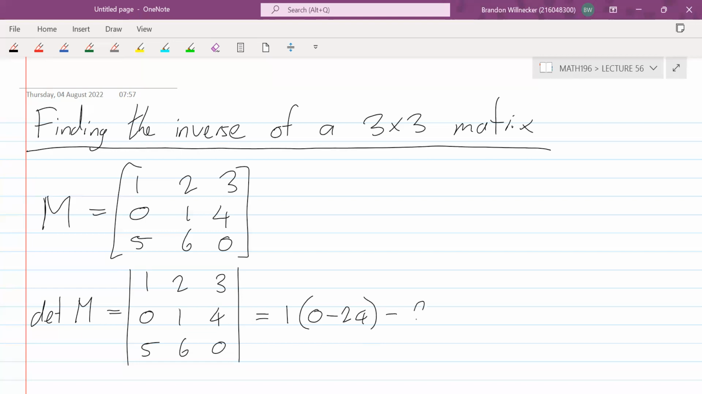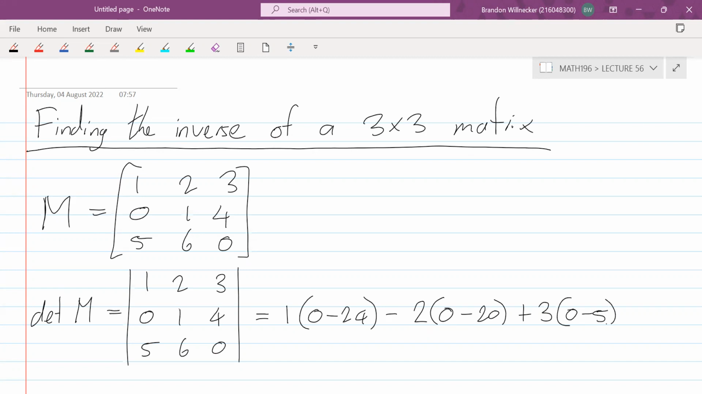Then minus 2, because that's the next element. Remember, there's the minus sign. Okay, we block off that column, we block off that row, and the determinant of the little submatrix will be 0 minus 20. Plus the last element, that's a 3. We block off that column, we block off that row, and we take the determinant of the submatrix. So that's going to be 0 minus 5.